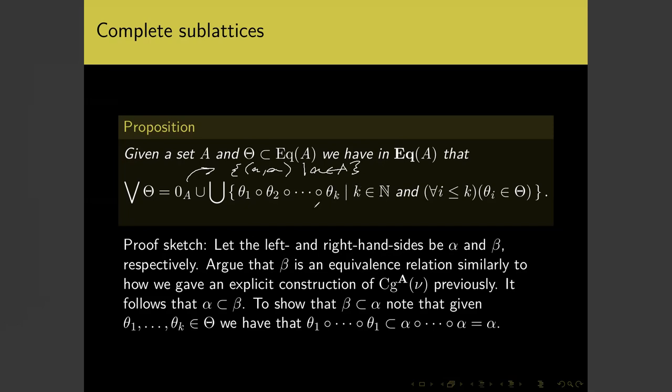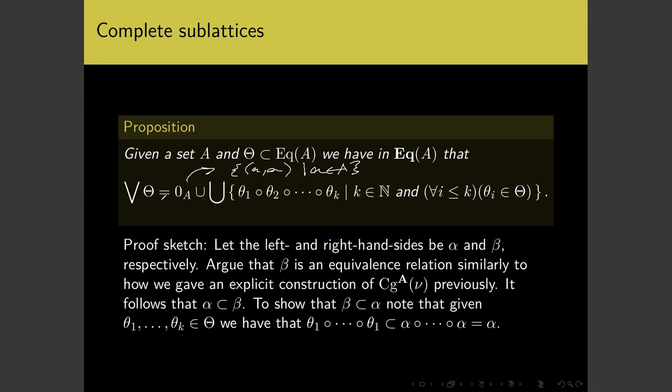And that is going to give us another equivalence relation, which is this arbitrary join in this lattice of equivalence relations. And so that's a much more explicit description of the join than just saying it's the infimum of all the upper bounds of the collection of equivalence relations big theta. So I'm just going to sketch this proof.